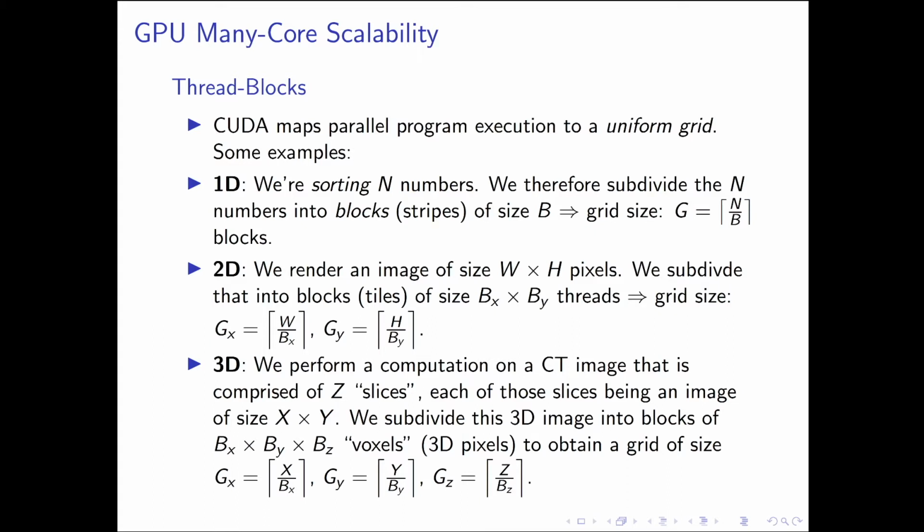And the typical example for 3D would, for instance, be like that we would process a CT image, which is basically like a 3D image where we have a bunch of images that are stacked up. And then we would do the same computation, but only in 3D, and where they would actually be three-dimensional blocks.